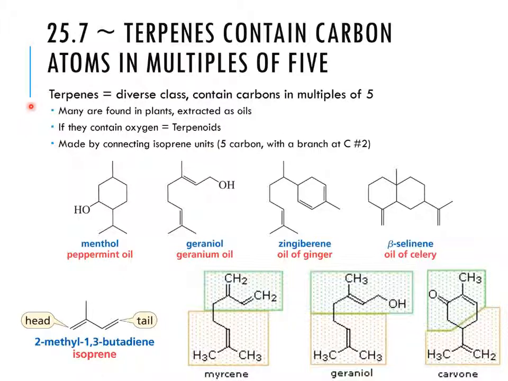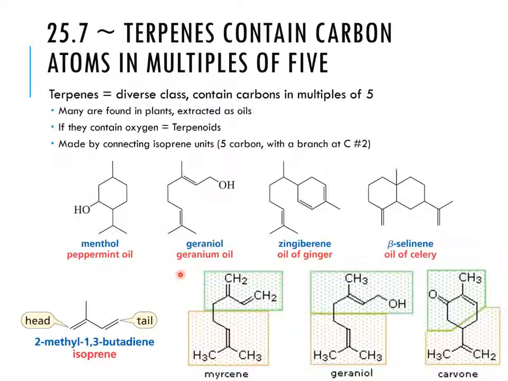They are found in plants and they get extracted as oils. So the oils that are in terpene form are essential oils. So that's where that word originally came from. I don't know if everything labeled as an essential oil still follows that definition or not though. And they are made up of isoprene units. So an isoprene unit is a 5-carbon group, so a 4-carbon chain with a methyl branch at position number 2. If our terpenes contain oxygens, then we can also label them as terpenoids.